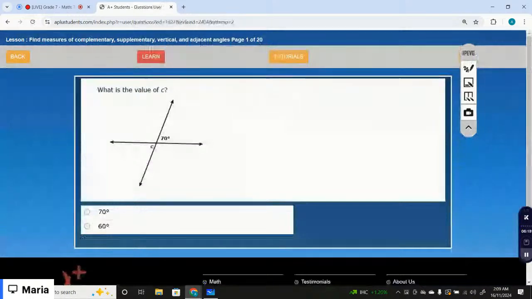What is the value of C? So which is the correct option? C and 70 degree are the vertical angles, right? They form when two lines intersect, or they form on the opposite sides of the two lines when they intersect each other, right? So that is 70 degrees. The correct option is 70 degrees. Option number 1 is the correct option. Got it?